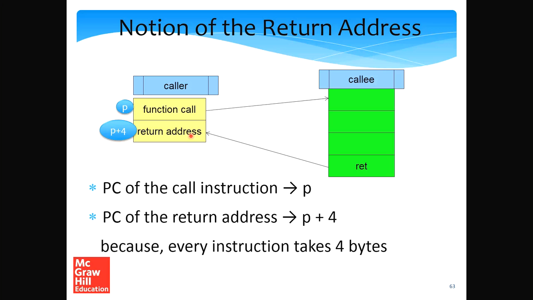Let me expand this example with some more details. Let's assume that the starting address of this function is A. The call function will change the value of the PC to A, and we'll start executing this instruction. The return address is P plus 4 because that is the address of the next instruction. So when I invoke the ret instruction, it sets the program counter, the PC, equal to P plus 4.